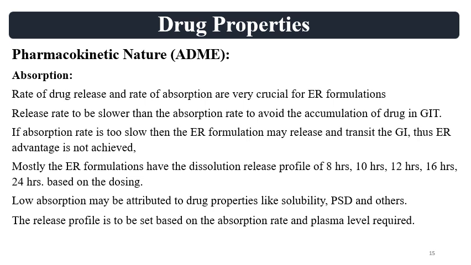If absorption rate is too slow, then the ER formulation may release and transit the GIT. Thus, the ER advantage is not achieved. Mostly the ER formulations have a dissolution release profile of 8 hours, 10 hours, 12 hours or 16 hours, sometimes 24 hours, based on the dosing and the dose requirement. Low absorption may be attributed to the drug properties like solubility, pH and others. The release profile is to be set based on the absorption rate and the plasma level required for controlling the disease.